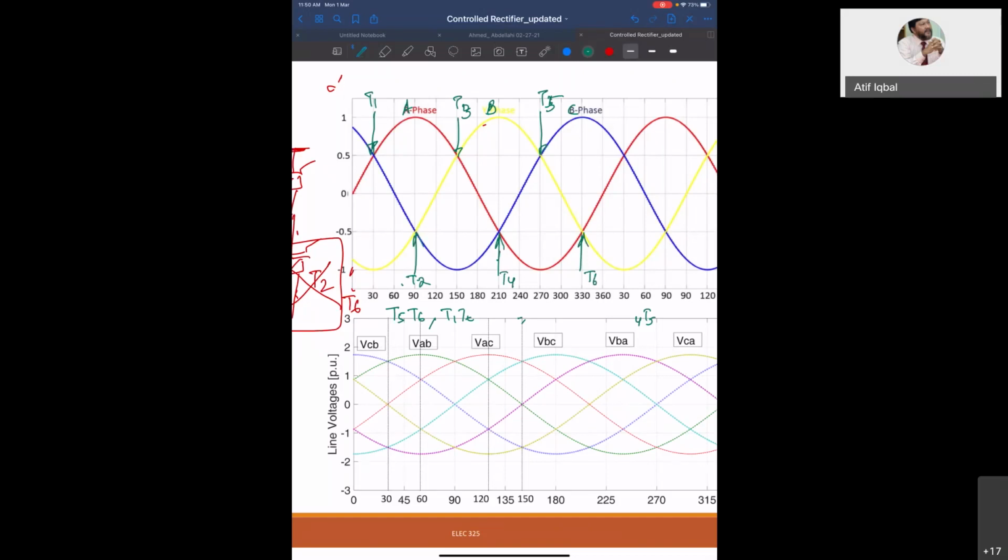First I will mark this. Clear? Next, I will see that T1 will be operating for 4 blocks, 30 degree each. T3 for 4 blocks, T5 for 4 blocks. So now you see 3 blocks are done here, and this is my cycle completed. So this one block is actually here, from 0 to 30.